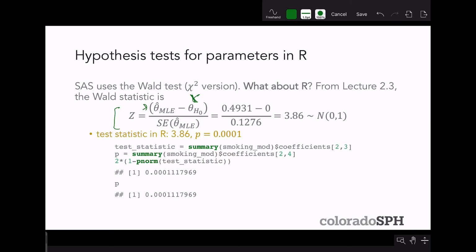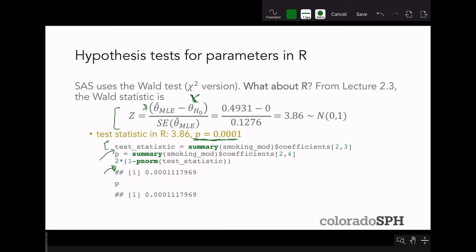And so the test statistic given in R is 3.86 with a p-value of 0.0001. We can actually use this test statistic and calculate a p-value using the standard normal distribution in R to check: if we assume it's a standard normal distribution and we use this test statistic, do we get the same p-value as our output? This is the p-value output by our model.